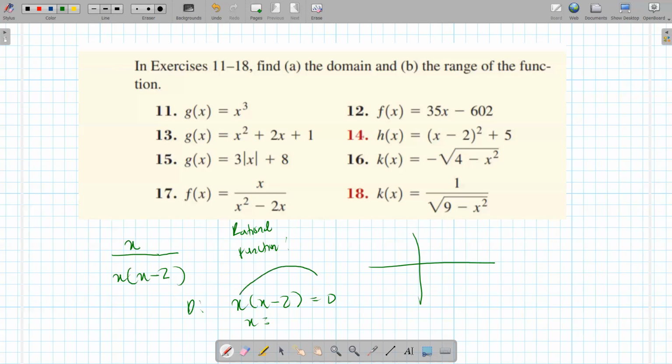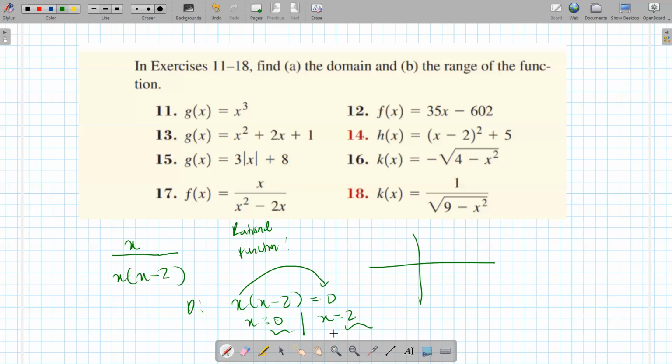So you have to set this equal to 0. So one of them is 0. And then you set this bracket equal to 0, x equals 2. There are 2 zeros here, 0 and 2. Yeah, 2 x-intercepts. So what does this mean? This means the domain cannot be 0, neither 0 nor 2.